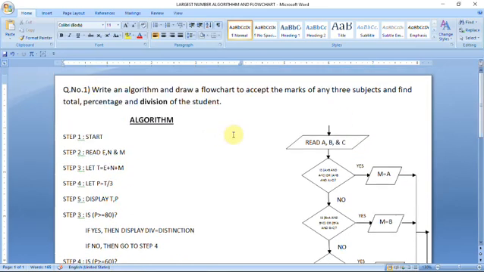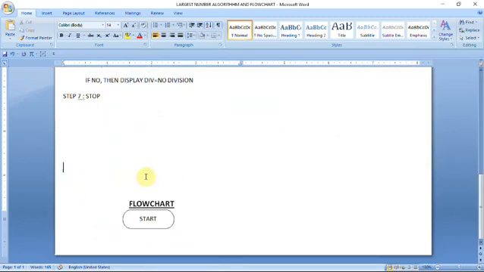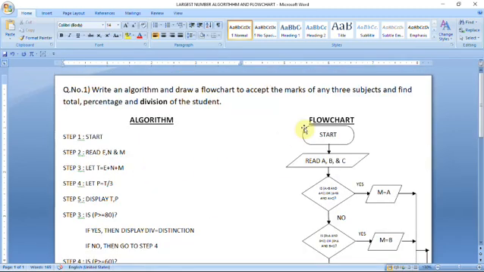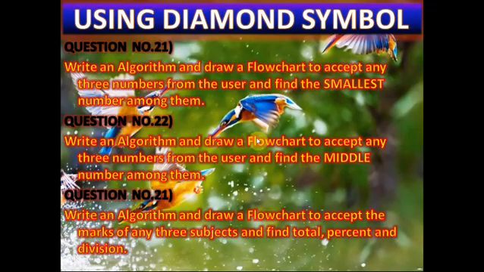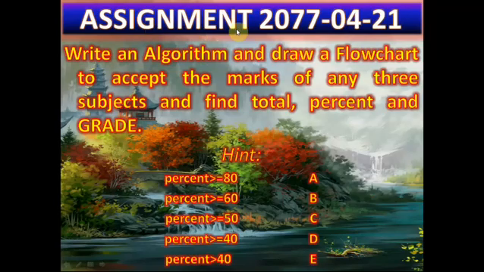And I want to give one more assignment to you. This is also one assignment. You have to write the flowchart for this. And I want to give another assignment to you. And here you can see the assignment: write an algorithm and draw a flowchart to accept the marks of any 3 subjects and find the total and percentage. And here not division, because I told you how to make the algorithm for finding division, and here you can see grade.